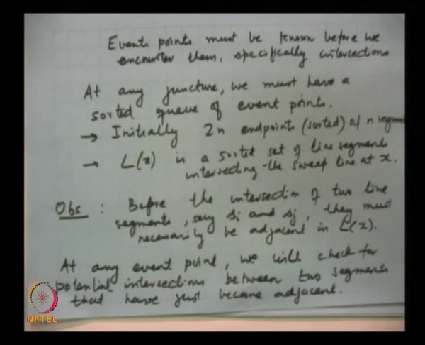Okay. So, you can think about it like this: just before you cross the intersection point, just the infinitesimal before that, and just after you cross the intersection point, these two intersecting segments must be adjacent. There cannot be anything in between.